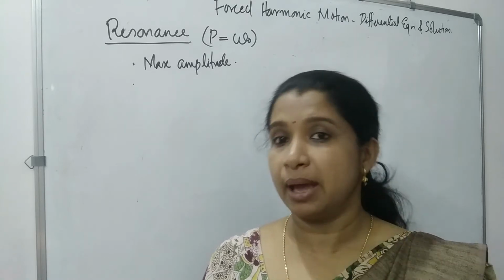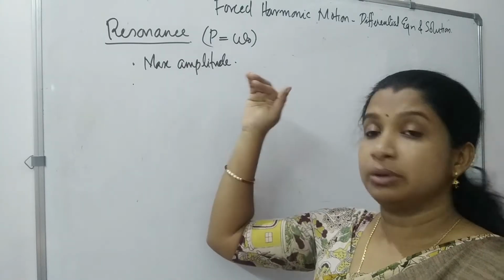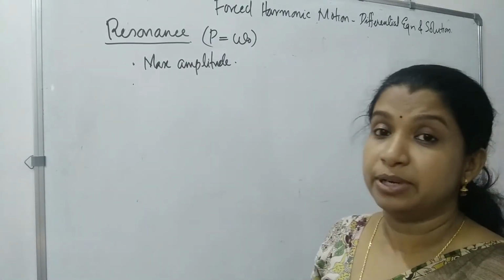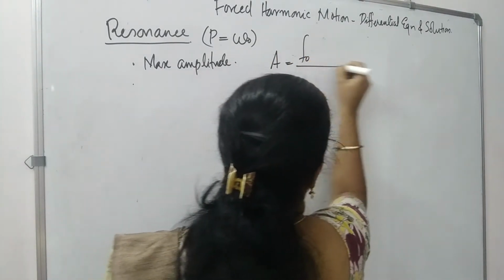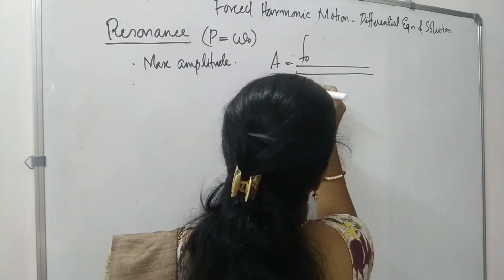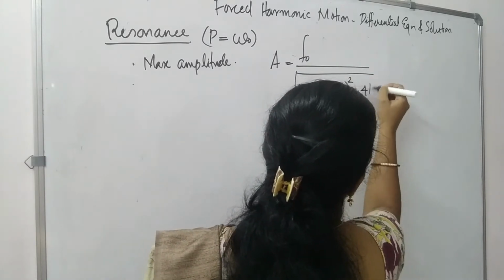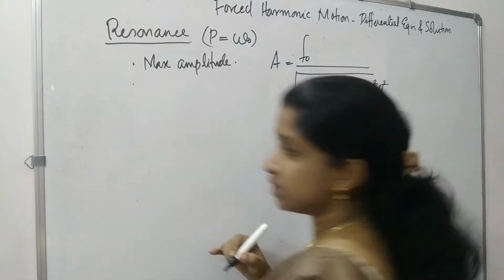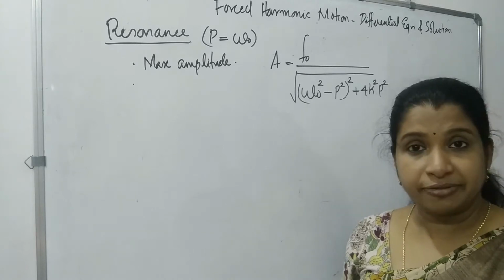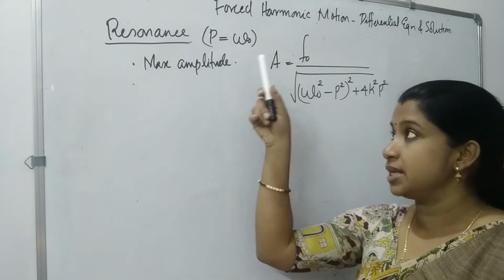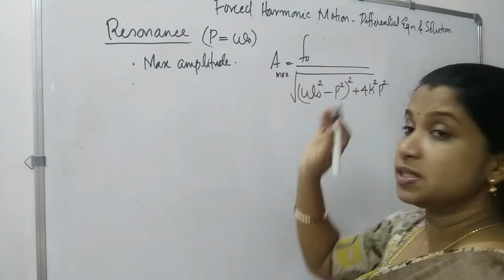with maximum amplitude. So in forced harmonic motion we know the expression for amplitude. What is the expression for amplitude? Amplitude is equal to f0 by root of (omega 0 square minus p square) the whole square plus 4k square p square. This is the expression for amplitude. If these two frequencies become equal, that is the external frequency becomes equal to the natural frequency, the body oscillates with maximum amplitude. That means this value should possess maximum value.